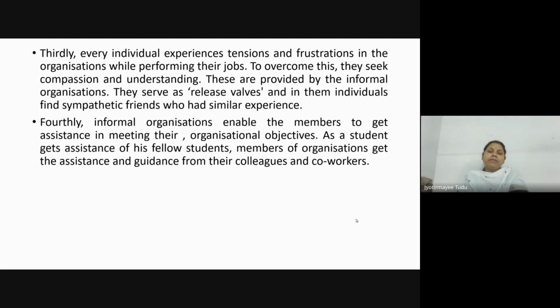Then informal organizations enable the members to get assistance in meeting their organizational objectives. As a student, you can get assistance of your fellow students, members of the organization. Suppose you are attending the class, and some of your friends have not been able to join the class. If that friend asks you subsequently, okay, please share your notebook, and you do not share, then you are behaving in a more rigid and formal manner. If you say, you could not attend the class, so you will suffer, that suggests there is no informality existing among your friends.